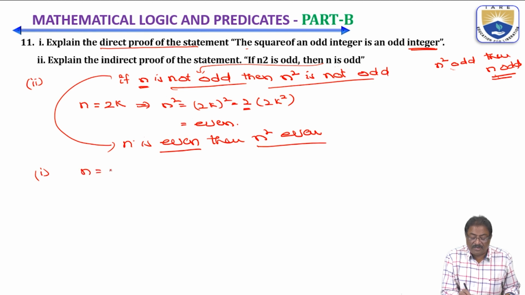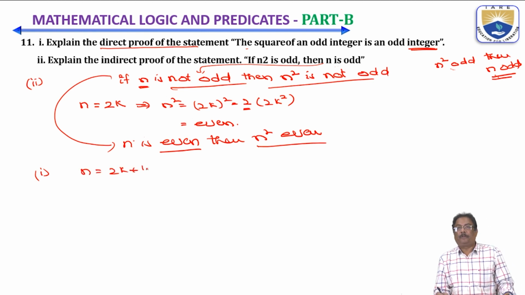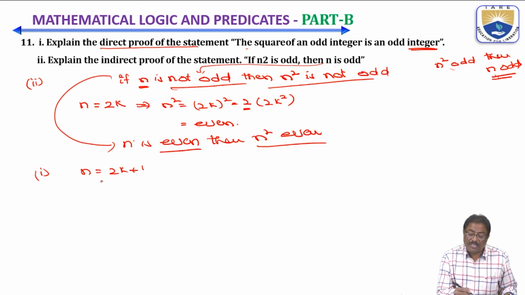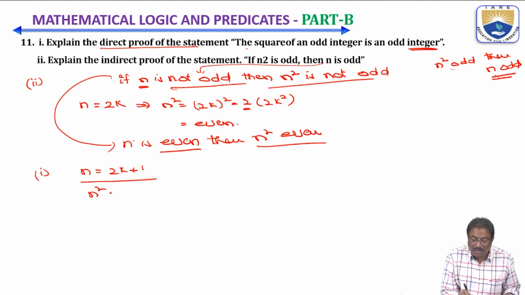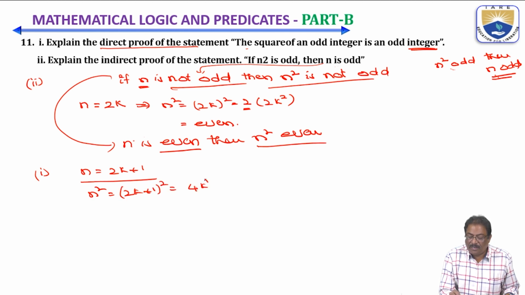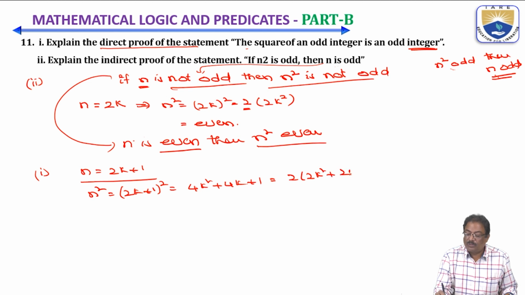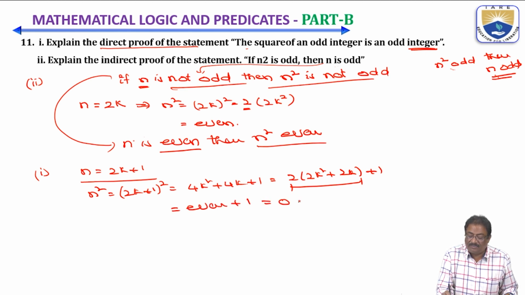So let us say an odd integer means we are going to write n is equal to 2k plus 1. For every k, whatever the value of k, 2k is even, plus 1 is odd. So we take n equals 2k plus 1. Then n square is (2k plus 1) whole square. This is 4k square plus 4k plus 1. So we write it as 2 into (2k square plus 2k) plus 1. So from here up to here it is even plus 1, so we are going to say it is odd.